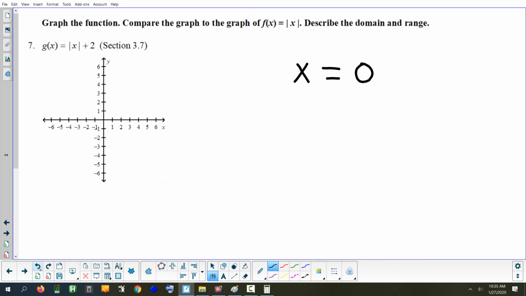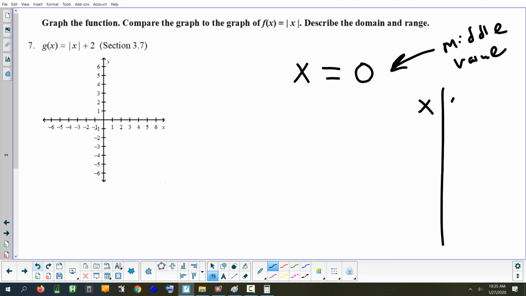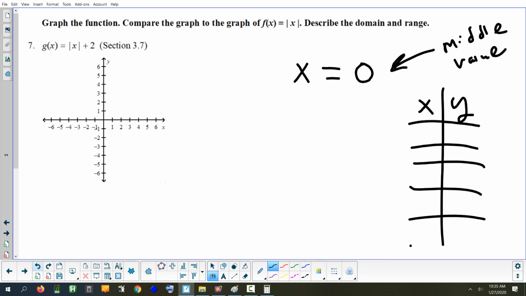Now, solve for x. There's nothing to solve for here because x is already by itself. This is what we call our middle value. If you remember, we made a table with 5 values, so that's going to be the middle one. Okay? So you set what's inside the bars equal to 0. Solve it. That number is your middle value. Then pick two numbers that are smaller, -1, -2. Pick two numbers that are bigger, 1, 2. And now fill them in and see what you get.